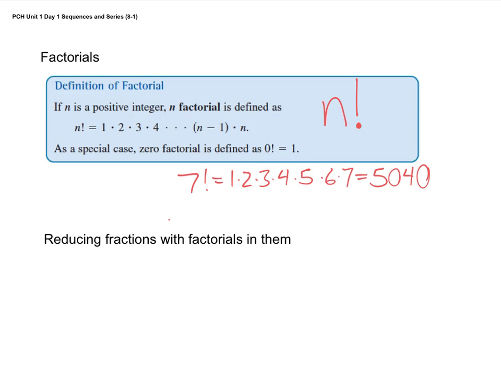Because if I had 7 spaces to put them in, 1, 2, 3, 4, 5, 6, 7, I'd have 7 different objects I could put in the first one, and that would leave me with 6 that I could put in the second one, and then 5, and then 4, and then 3, and then 2, and then I just have 1 left for the last spot. And then if I multiply all those together, that would be all the different possibilities, okay? We're going to delve into that a lot more in Unit 2, but I just want you to know where this is coming from, okay?